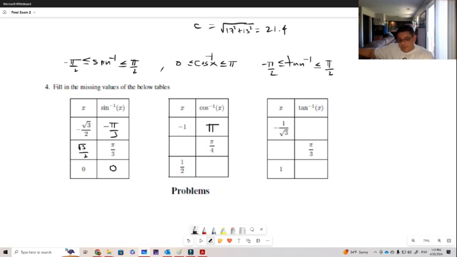The relationship with pi over 4 is something that you probably know at this point with the square root of 2 over 2. And if we have 1/2, this is going to be related on the cosine with pi over 3. All this information can be obtained with the unit circle. And remember that for your final, you're allowed to have a cheat sheet where you can just have your unit circle information.